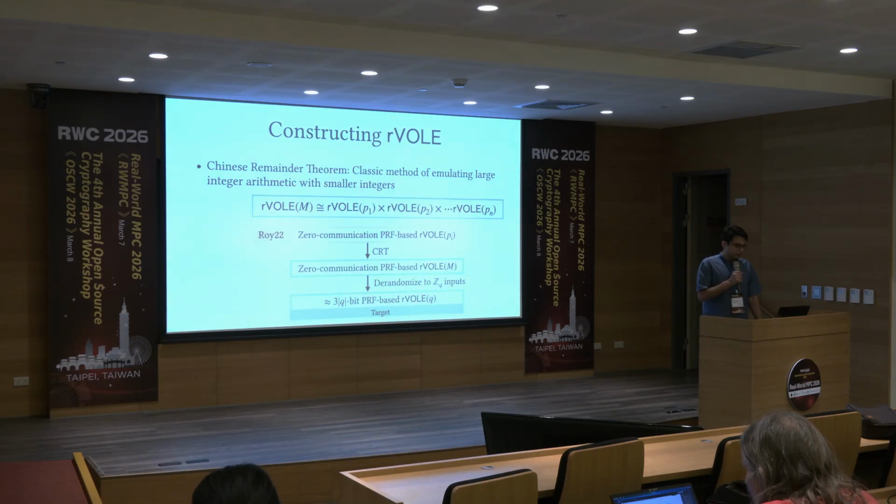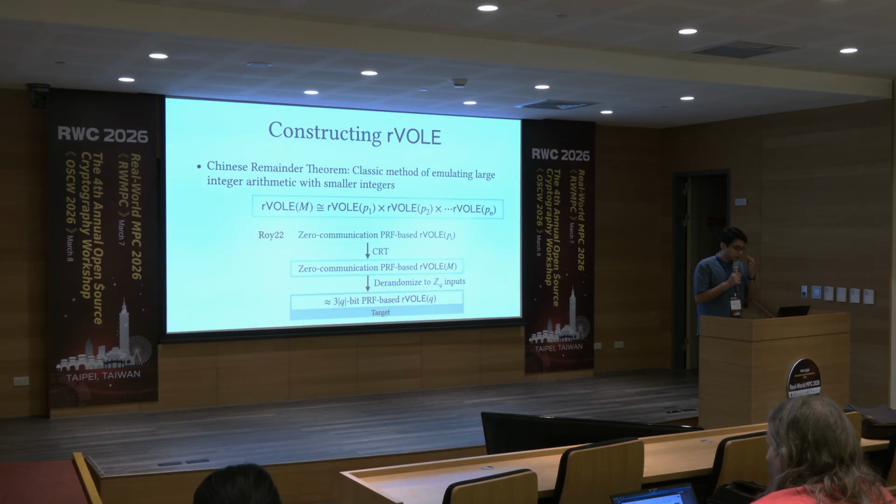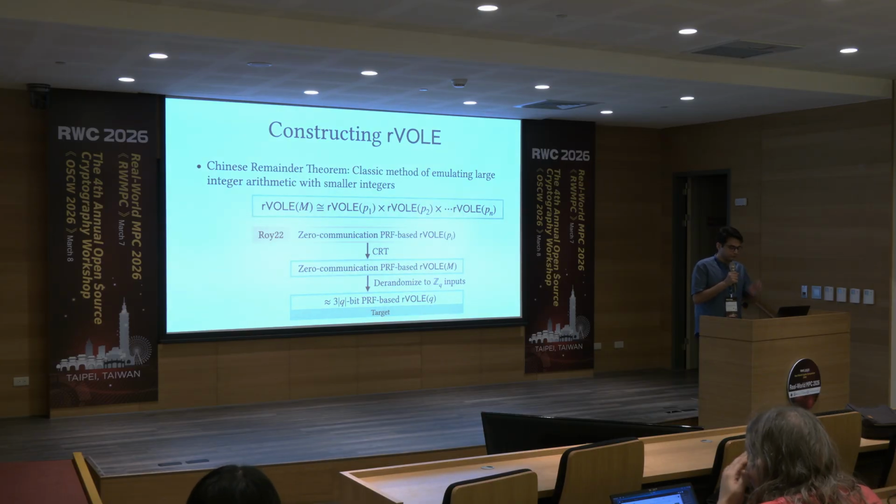But yeah, so what we do is we start with this no-communication PRF-based R-VOLE for small primes, compose a bunch of them, get it for a large modulus M, and then we de-randomize this VOLE into what we actually need, which is VOLE over modulus q, a large prime modulus q.